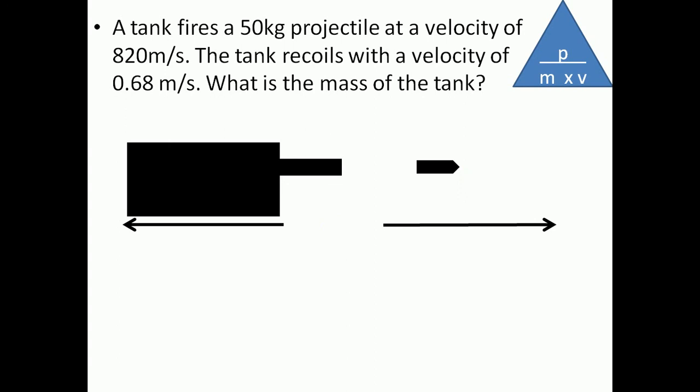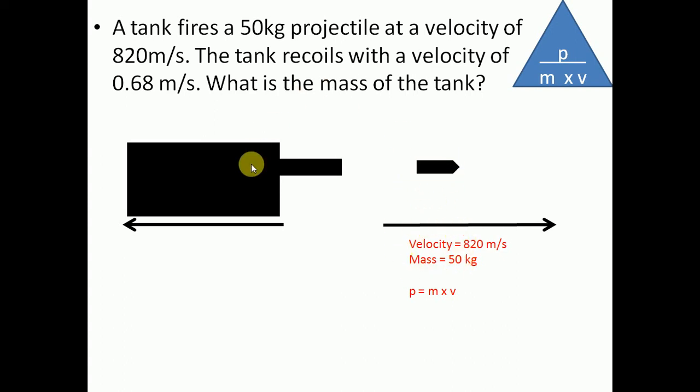So as with the last question, I'm going to proceed to label the elements I've been given. The projectile has a mass of 50 kilograms, and it is shot at a velocity of 820 meters per second. So I've labelled that there. Now what about the tank? We need to calculate the mass, and we know its recoil velocity. So the first thing we need to do is calculate the momentum of the projectile, and we can then use that to calculate the mass of the tank.